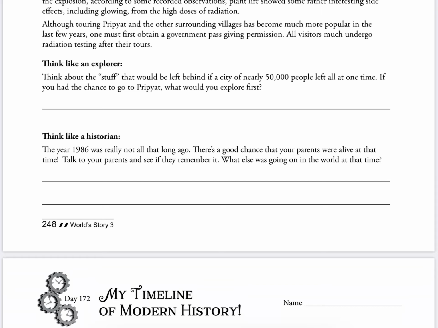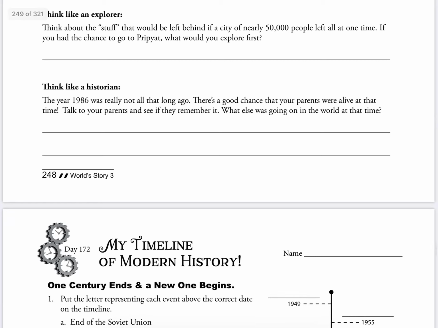For me, I would probably want to explore the stores first, because I would be so curious to see all the shelves lined from 1986, all the stuff, the styles there. It's the Soviet Union, and so like the clothing stores, what were people wearing, just random stuff like that. So I would want to check out the mall or the clothing store, or a grocery store. That'd be cool too, grocery store. But what about you? What would you want to explore first?